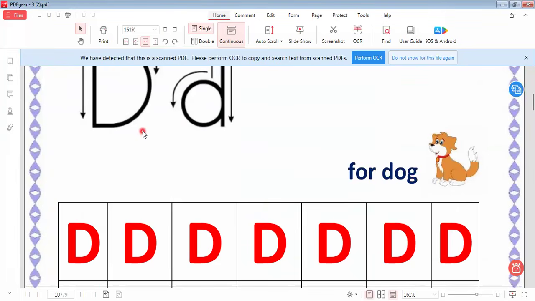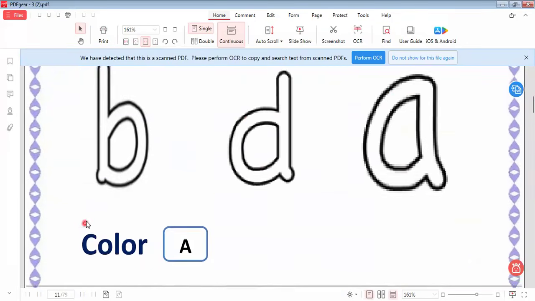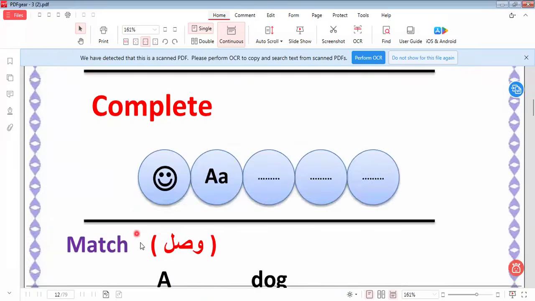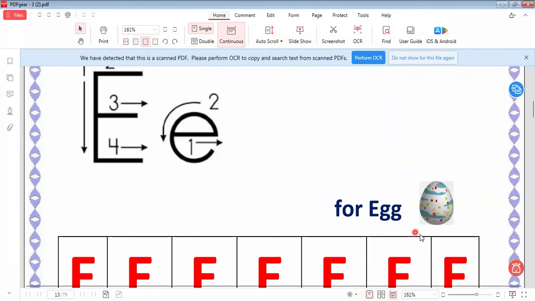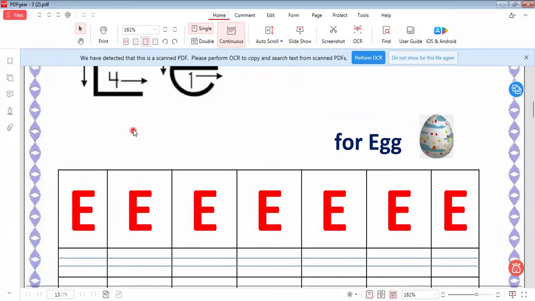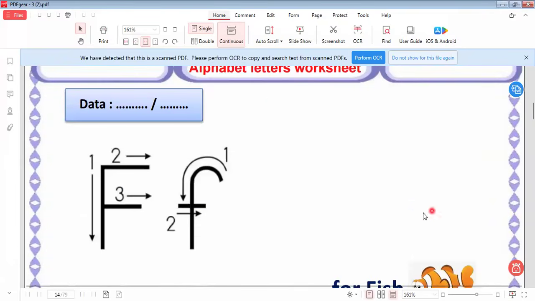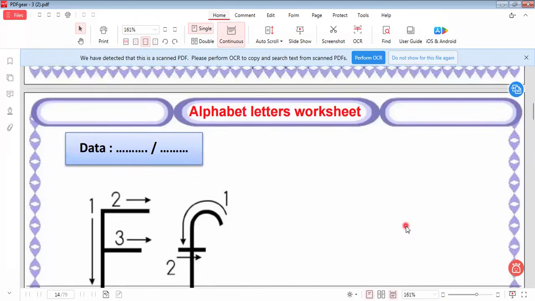Capital D and small d. D for dog. Capital E and small e. E for what? E for elephant. And E for egg also. We can say elephant and we say egg. So capital E and small e. E for egg. The booklet you downloaded before, you can download the booklet and trace the letters.